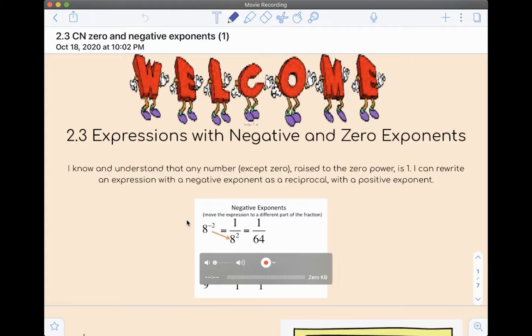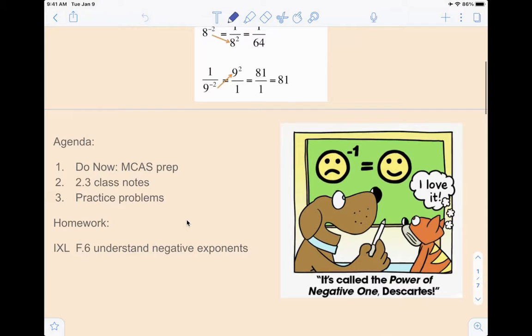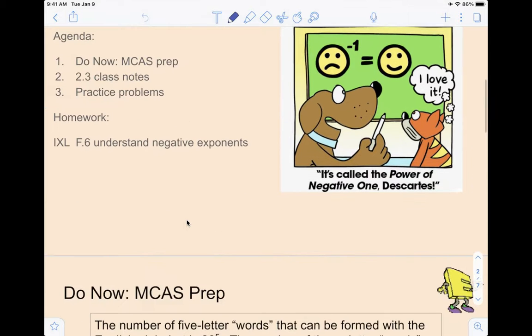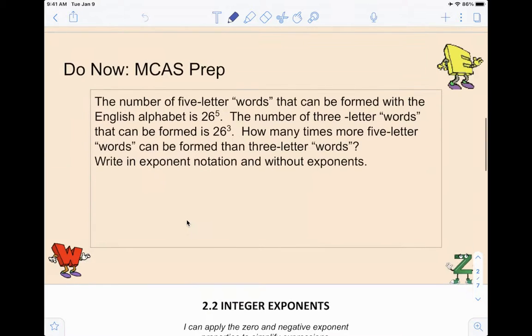It's Mrs. Woolley. Today we're going to look at 2.3, expressions with negative and zero exponents. So we're going to complete a do now, some class notes, and practice problems. I've assigned your homework on IXL, and it is in the recommendations from your teacher, F6, understand negative exponents.